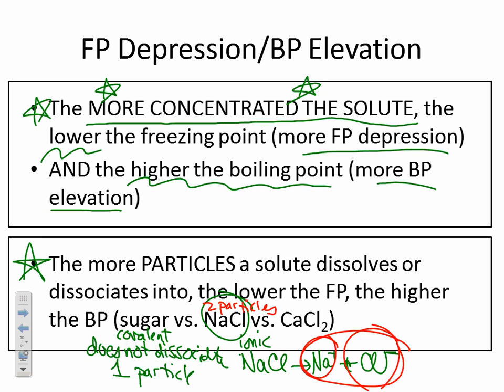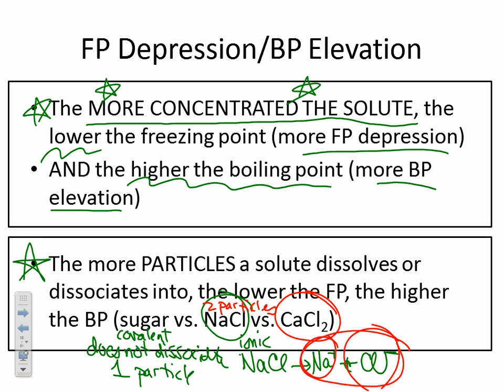And this is why we put salt on the road rather than sugar. A, salt is cheap because we can get it from ocean water fairly economically, but also when we put NaCl on the road, it splits into two particles, and that essentially gives us a doubling effect for this freezing point depression and boiling point elevation. So salt is really, really good at doing this.